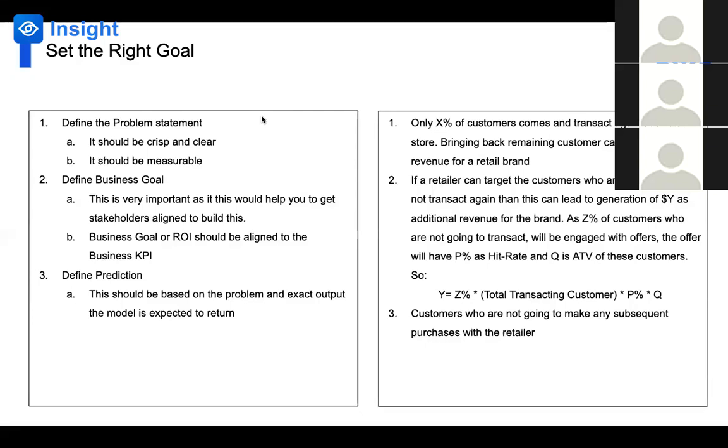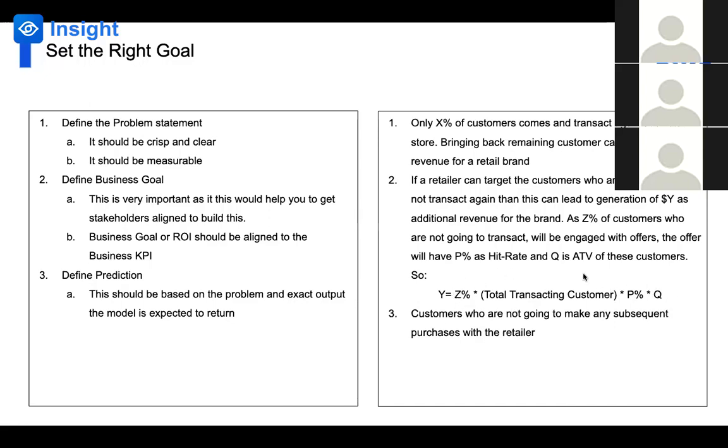What is the hit rate of our engagement? Could be P percentage. And we can assume the ATV of this customer, ATV is average transaction value, to be Q. So given that, I can come up with the exact dollar formula that would allow me to get this if I go ahead and build this particular product. That is Z percentage of customers who are going to lapse into total transacting customers, into the hit rate, into the ATV of those customers. So this is the dollar value I can generate.